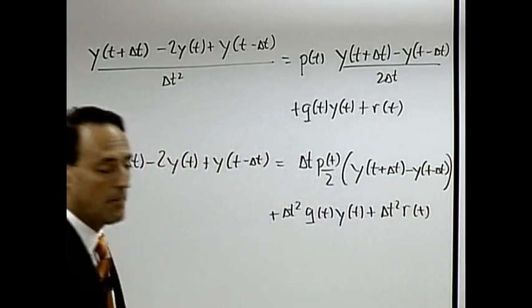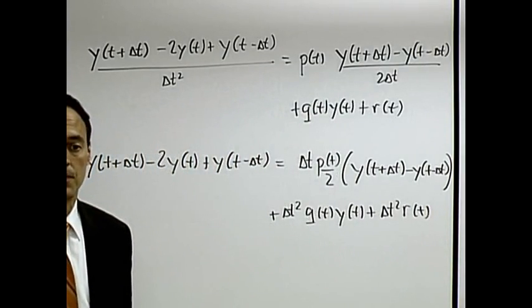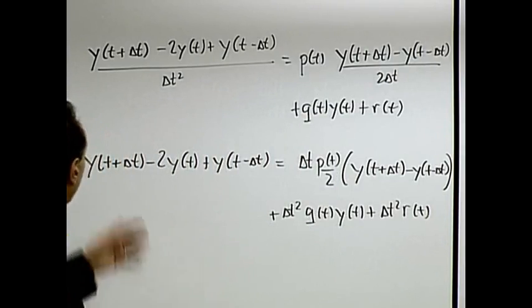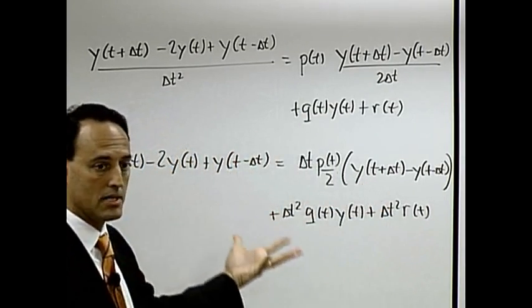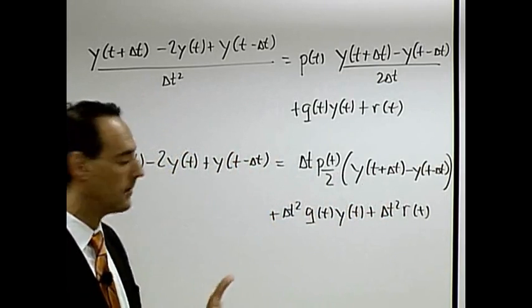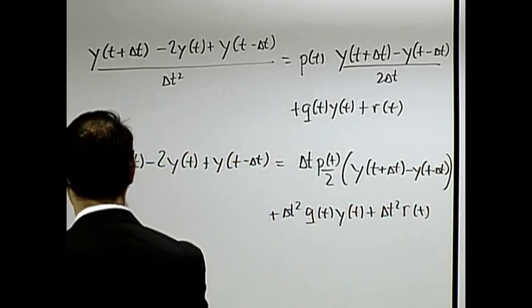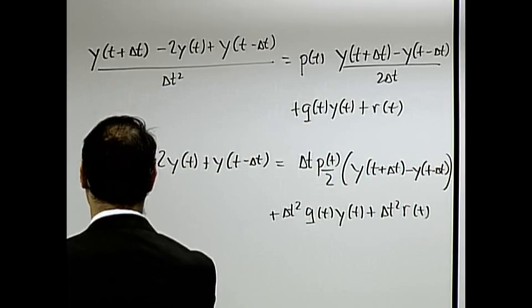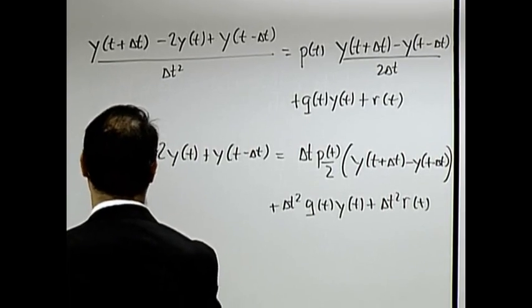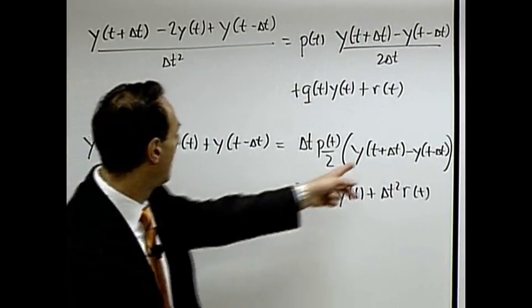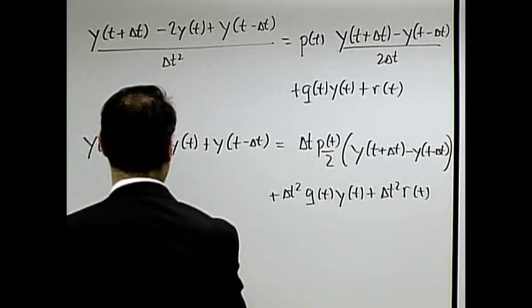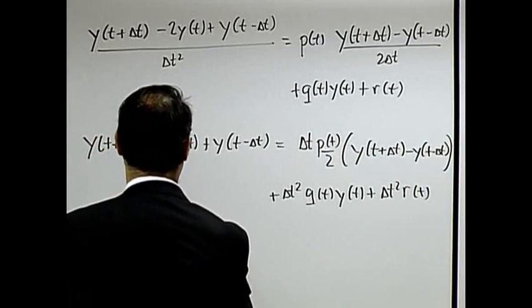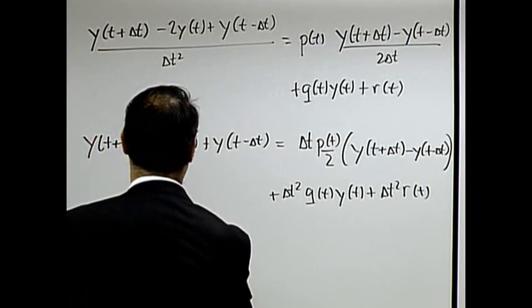Okay, there we go. Now I'm going to start collecting terms that look alike. So I have y of t plus delta t here, I have another one over here, I have y of t's, and I have y of t minus delta t's. So let's collect them all together. How many y of t plus delta t terms do I have? I have one right here, I have this one here, and when I bring it to the other side, I change signs. I get minus delta t p of t over 2.